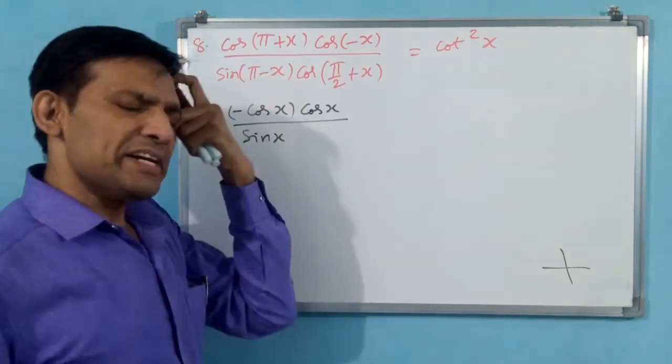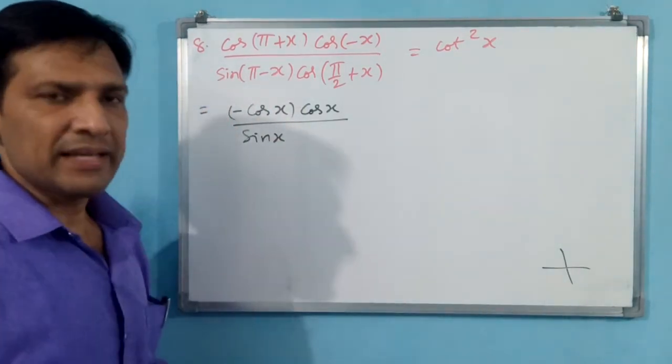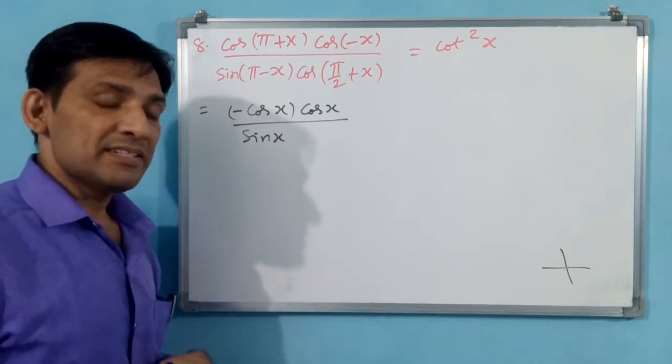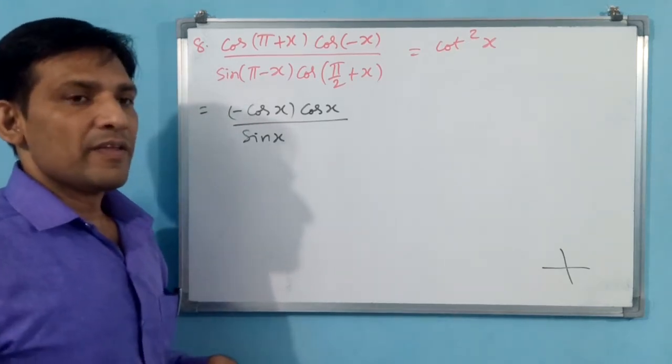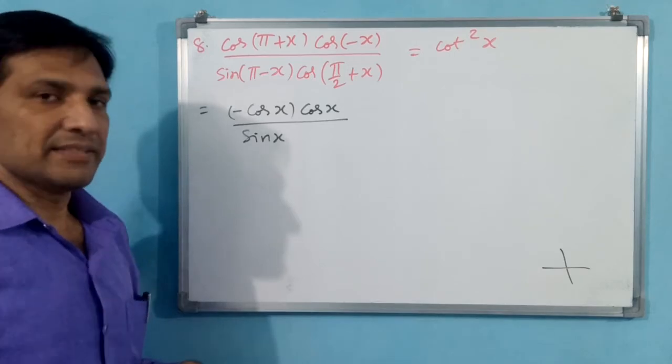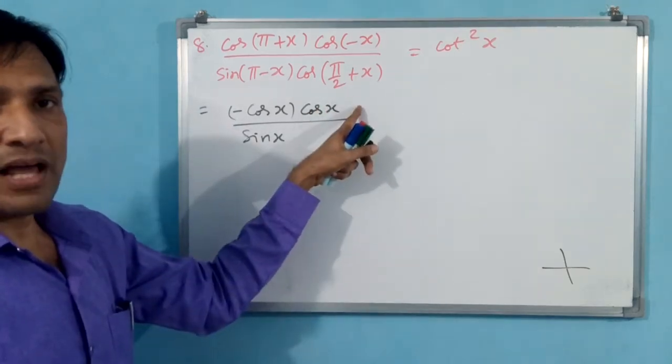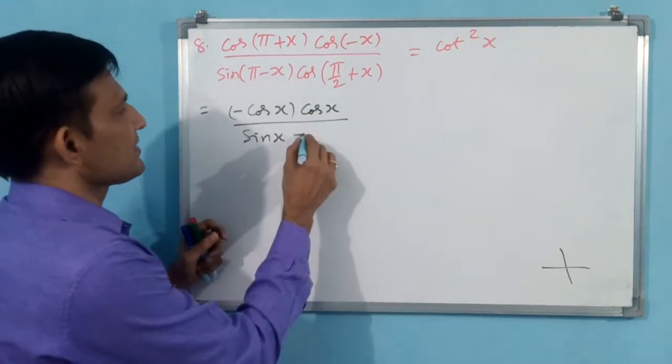Now cos(90 plus theta) we know very well is minus sin theta. Sin(90 plus theta) is cos theta. But cos(90 minus theta) is sin theta. Cos(90 plus theta) is minus sin theta. You write minus sin x.